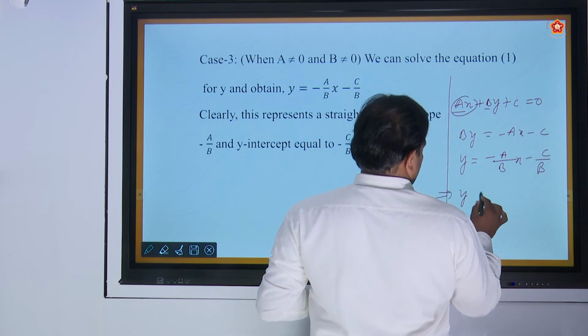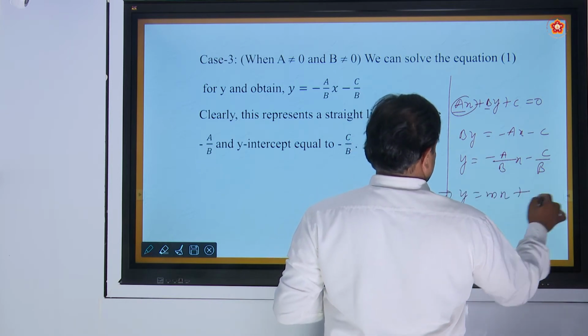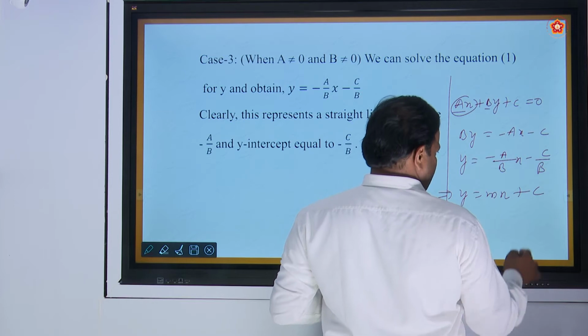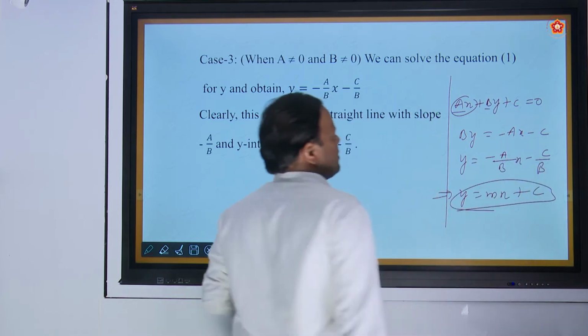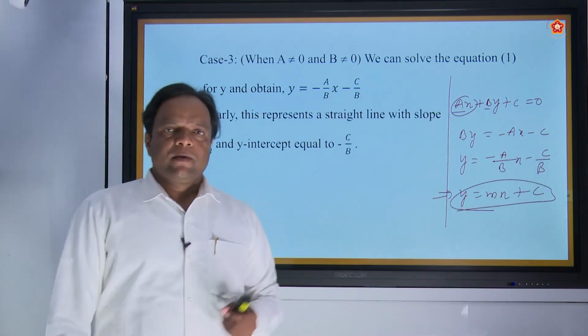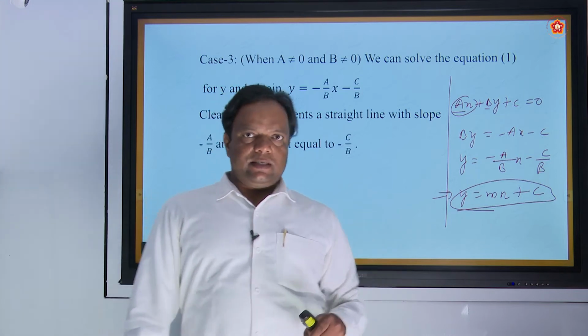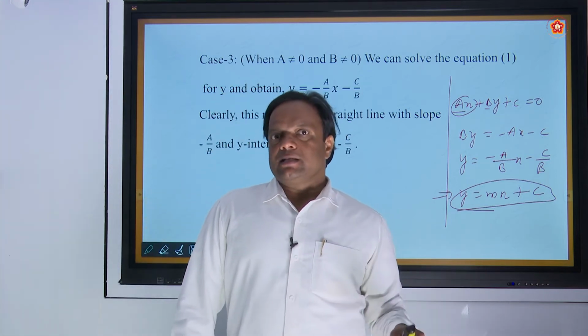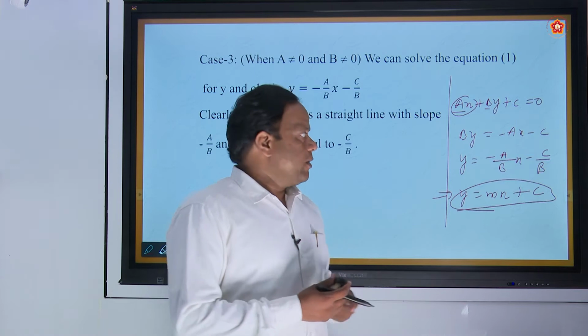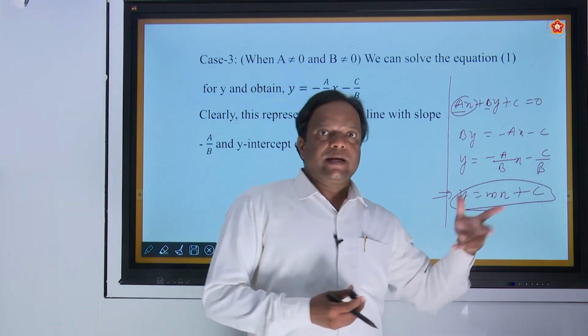Compare this with y equal to mx plus c, correct? What is mx plus c? y equal to mx plus c is the equation of a straight line in slope intercept form, where m is the slope and c is the y intercept.